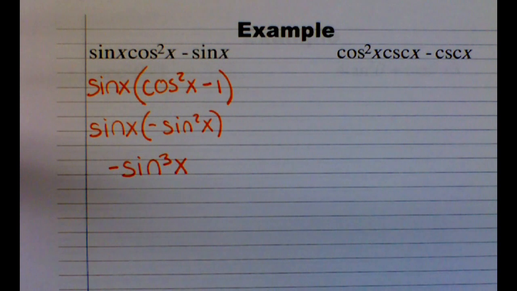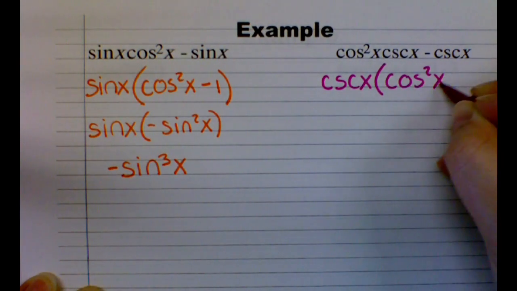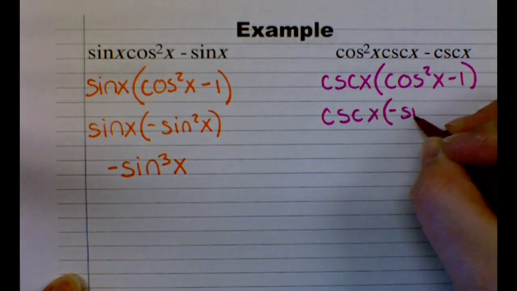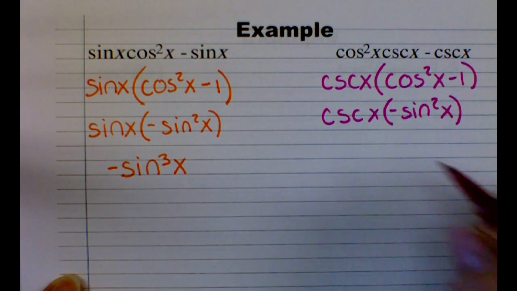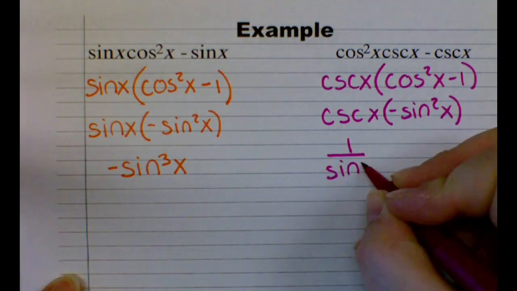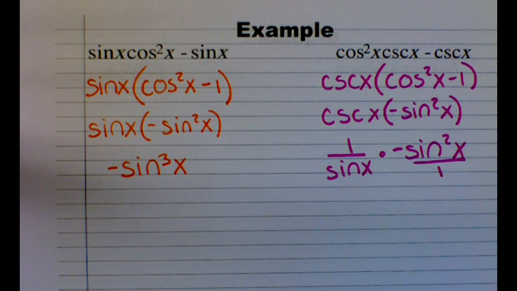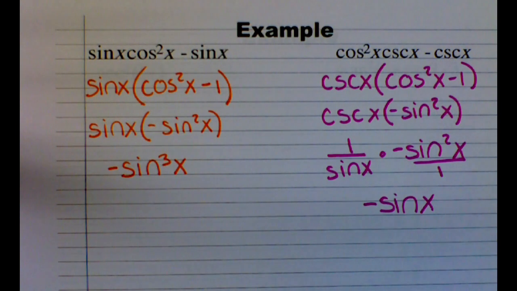Cosine squared of x times cosecant of x minus cosecant of x. All right, well, I can factor out a cosecant of x, leaving me a cosine squared of x minus 1. Oh, and I just figured out that that will give me negative sine squared of x. This one is a little more complicated because I know cosecant of x is 1 over sine of x. And remember that negative sine squared of x is secretly over a 1, which means one of my sines cancels from the numerator and denominator, leaving me just negative sine of x as my fully simplified version.